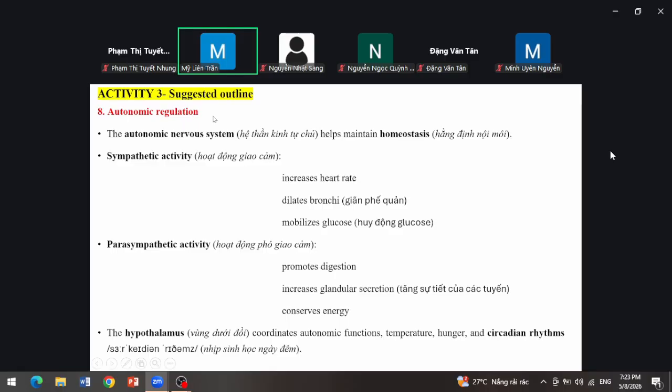Rồi mình nói về hai cái phần nhánh của hệ thần kinh tự chủ. The autonomic nervous system helps maintain homeostasis. It's subdivided into sympathetic activity and parasympathetic activity. Hệ thần kinh giao cảm hoặc là những cái hoạt động giao cảm, nó sẽ giúp làm tăng nhịp tim, giảm phế quản, huy động glucose. Sympathetic activity increases the heart rate, dilates bronchi, metabolizes glucose. While the parasympathetic activities promote digestion, increase glandular secretion, and conserve energy.